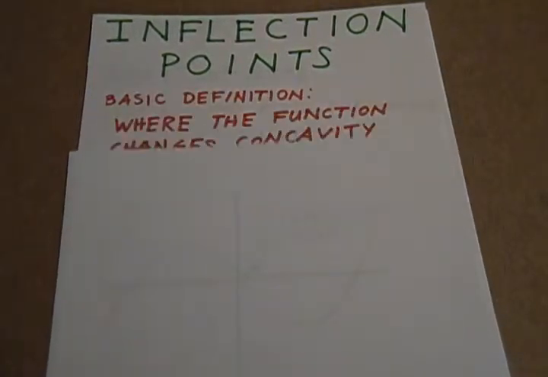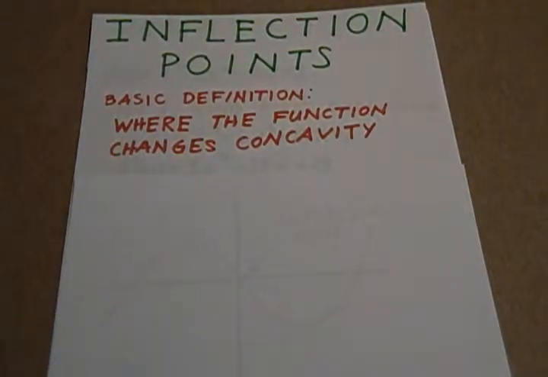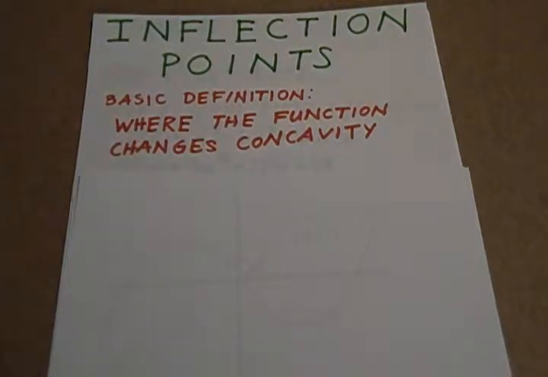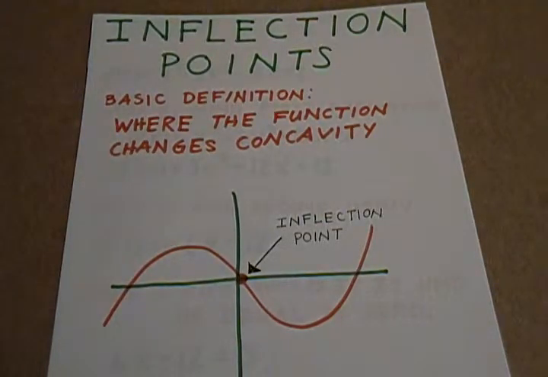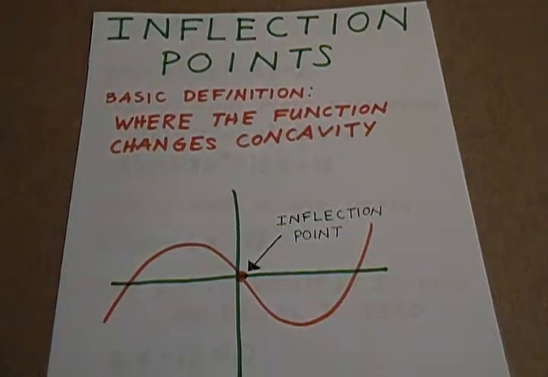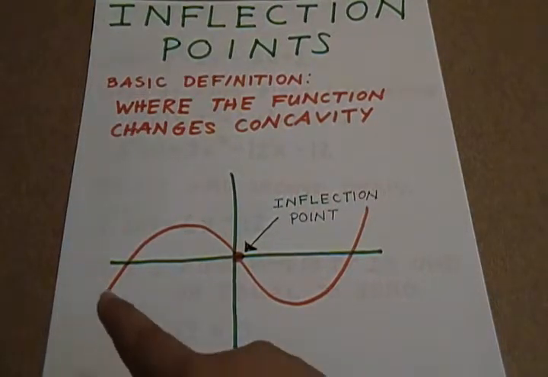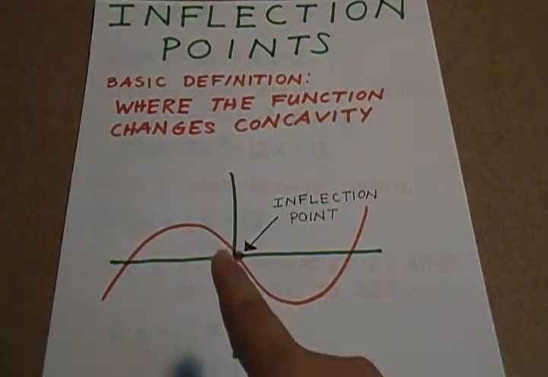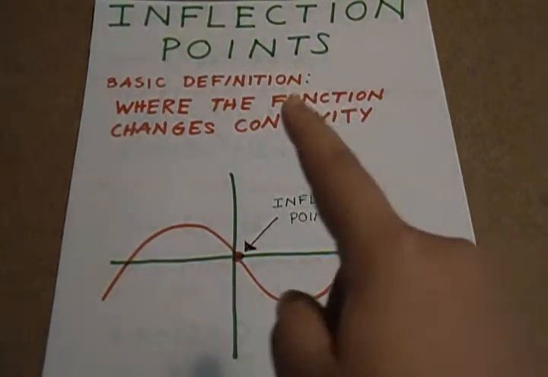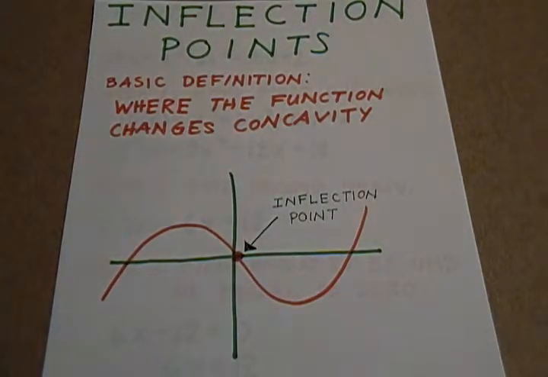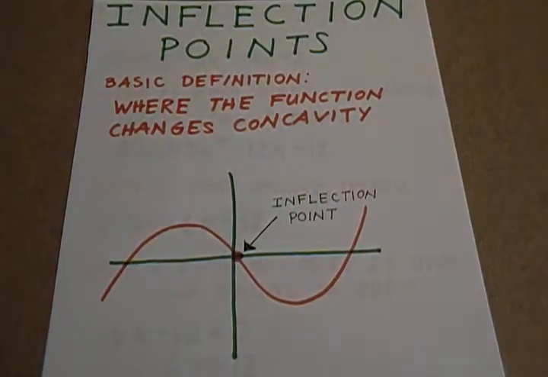The basic definition of an inflection point is finding a point in a graph where the function changes concavity. Here is a visual, a graph where it starts concave down and then turns concave up. So that point right in the middle is where the graph changes concavity. And basically, finding inflection points goes hand in hand with the process of finding concavity.